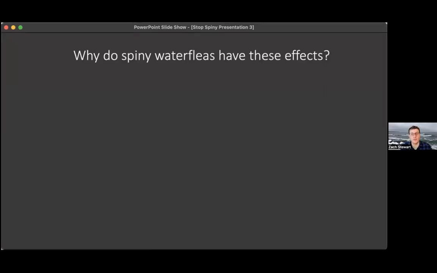So let's pause here for just a sec. Now we know some things about spiny water fleas. We know what they are and where they came from. We have talked about how they can be prevented, why we want to prevent them, and what sort of effects they have when they get into a lake. I just want to summarize and help you remember why it is that spiny water fleas might have these effects.